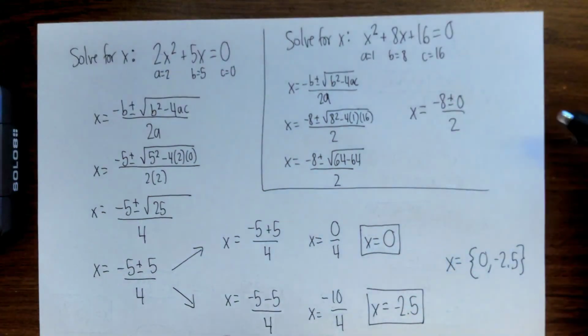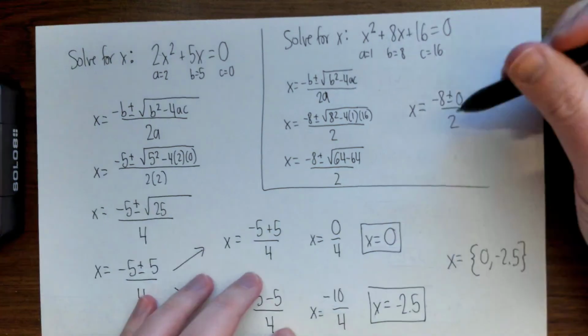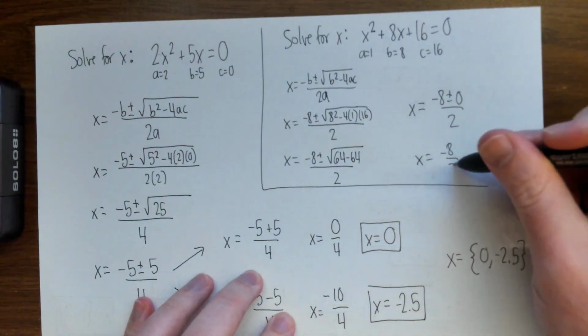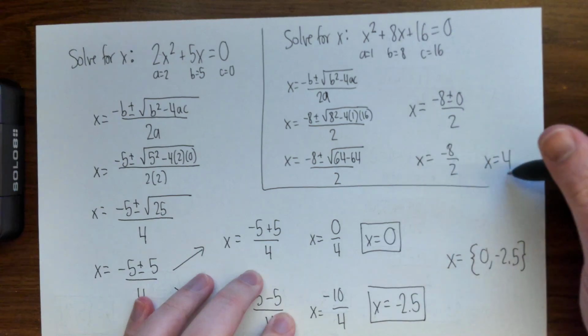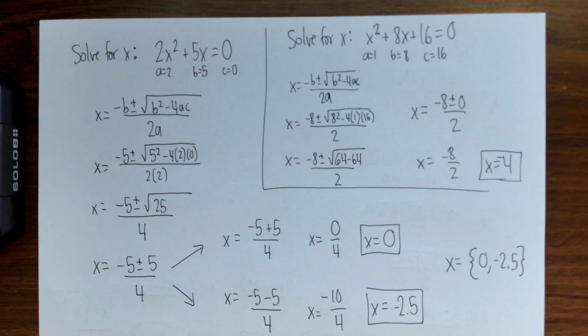And we should know adding 0 and subtracting 0 will give you the same answer. So the plus or minus might as well not even be there. It's really just negative 8 over 2. This one has only one answer, and it's x equals negative 4.